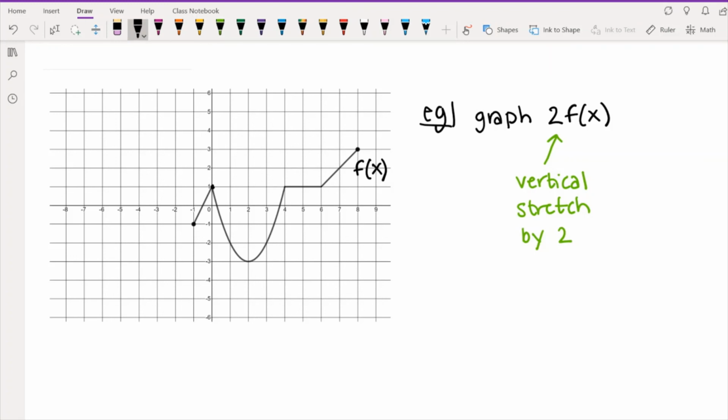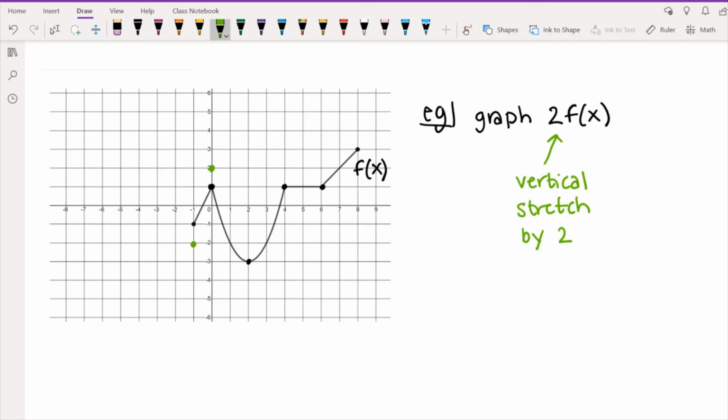Well, again, if we just select a few key points here, what we're going to do is multiply all the y coordinates by 2 while leaving the x coordinates the same. So for example, the point all the way to the left, the y coordinate is currently -1. We're going to bring it to -2. The point that is next has a y coordinate of 1. That's going to get multiplied by 2 and be 2.